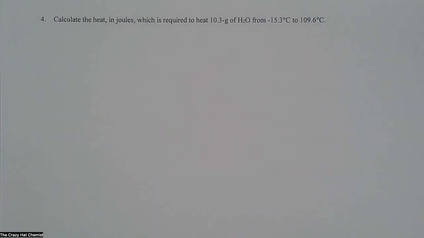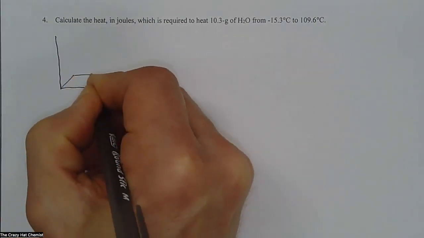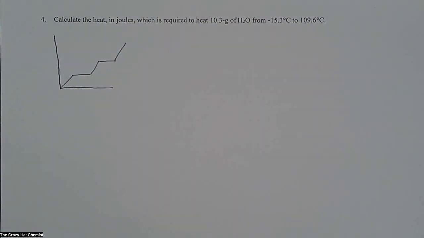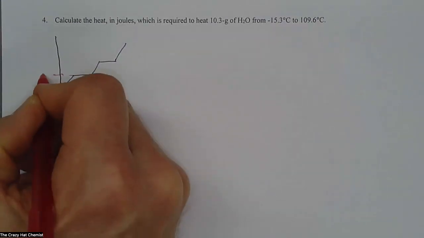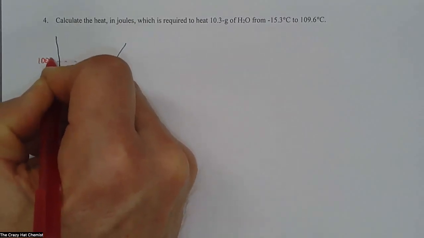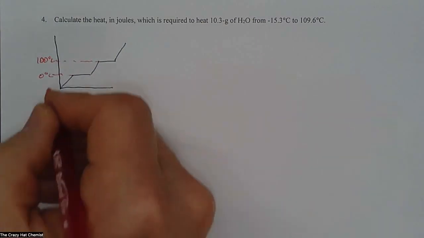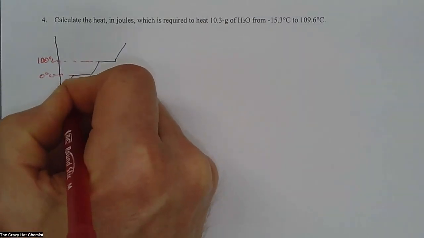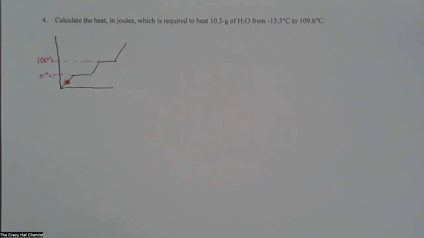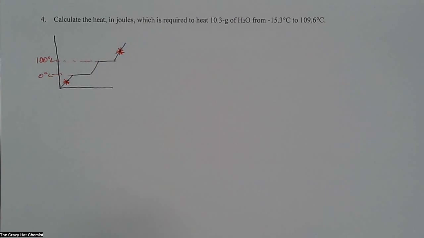All right. So the first thing that we're going to do is draw a rough, sketchy graph. Not much to this graph. What's important here is that this is 0 degrees Celsius because this is water, and this is 100 degrees Celsius, again because it's water. And what we're going to do is mark on our graph our lowest temperature, which is below 0, and our highest temperature, which is above 100. So we're going to have to connect the dots.